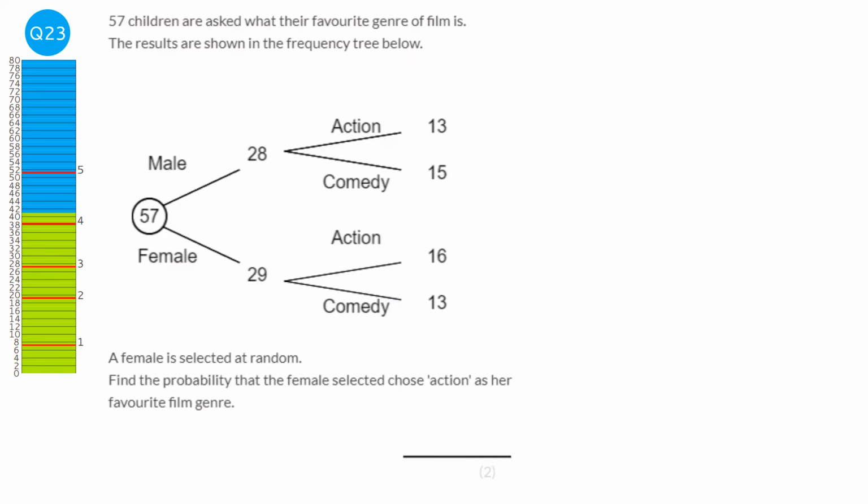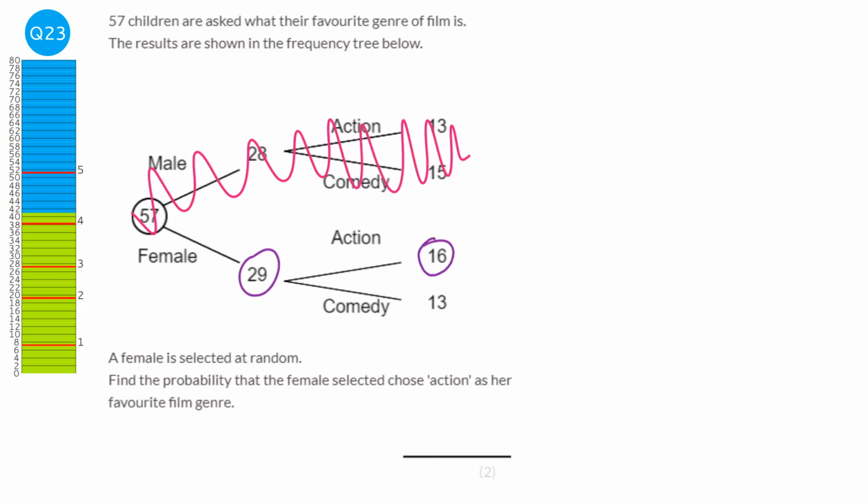The important thing to realise in this question is that we know a female has been selected, so we can basically get rid of all of this part of the frequency tree because it's not relevant. There's 29 females altogether, and we're looking for the probability that the female chosen at random picked action. So it's simply 16 over 29.